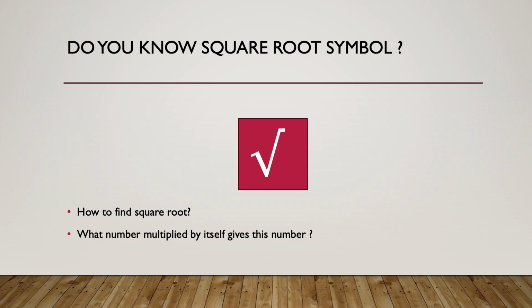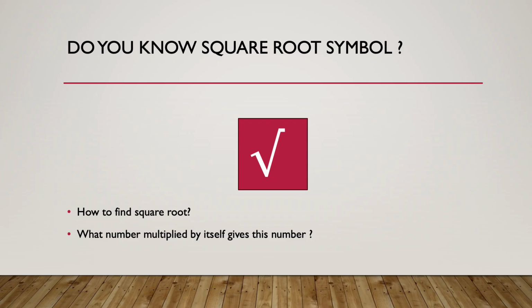What number multiplied by itself gives this number? So first question, when you see a problem like this, how to find the square root, the first question you ask yourself is: what number multiplied by itself gives this number?